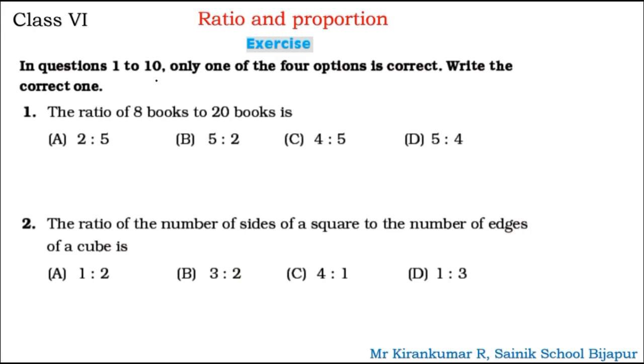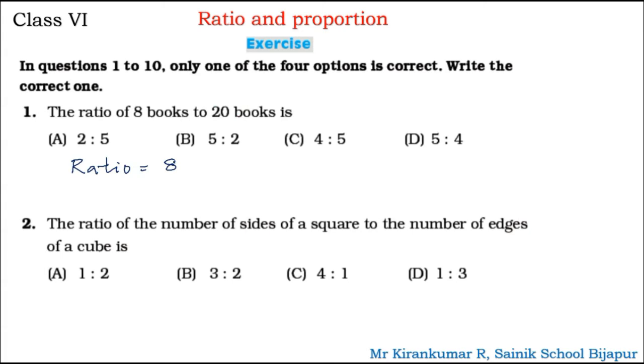In questions 1 to 10, only one of the 4 options is correct. We need to select the correct one. In the first question, the ratio of 8 books to 20 books is. So it's a direct question. We need to find the ratio here.